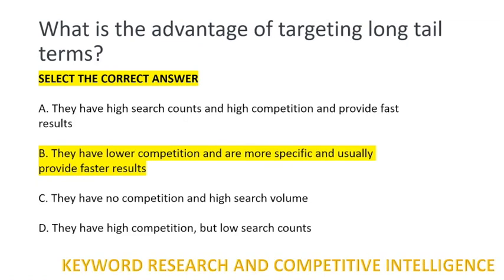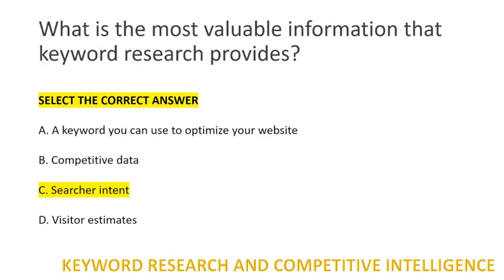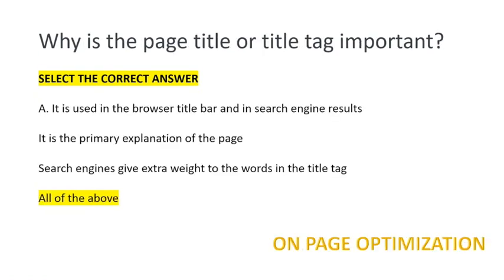Avoid large paragraphs. What is the advantage of targeting long-tail terms? B. They have lower competition and are more specific and usually provide faster results. What is the most valuable information that keyword research provides? C. Searcher intent. Why is the page title or title tag important?